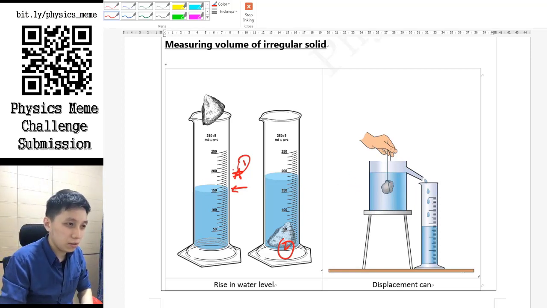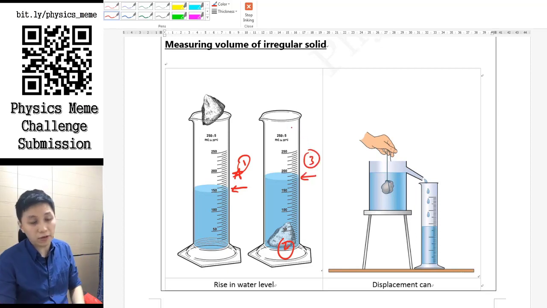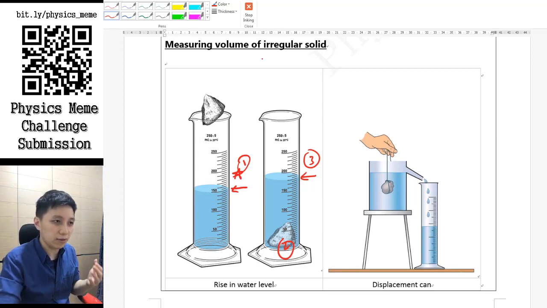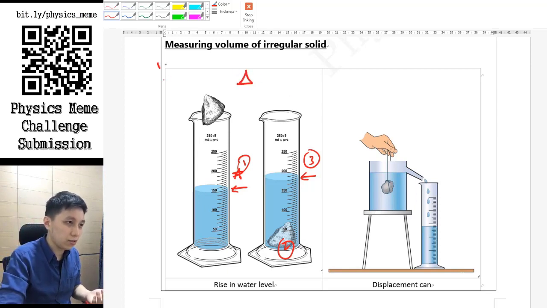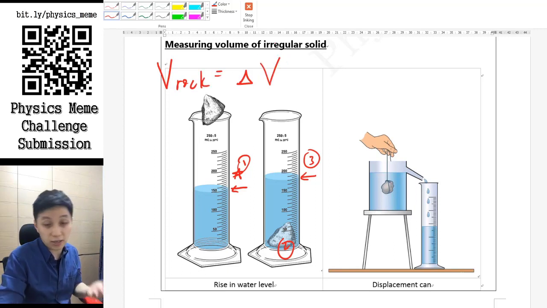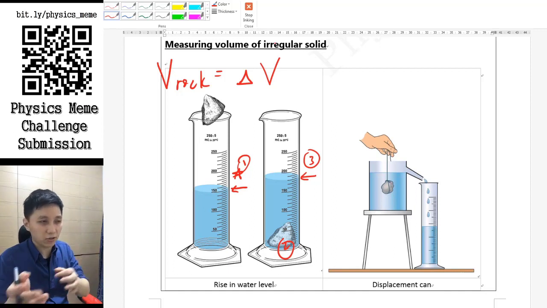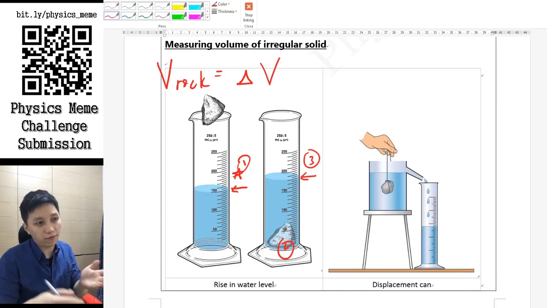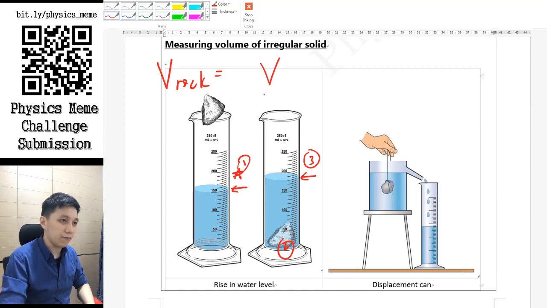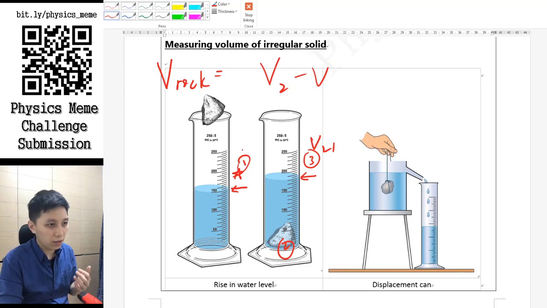So step one, step two is done. Last step is to simply read the final volume. And then you can find out the volume of the rock. So V rock will equal the delta V of the reading. Delta, in physics, means the change. So change in the volume of your reading. Or you can say V2 minus V1. All right, the final reading V2 and the initial reading V1.